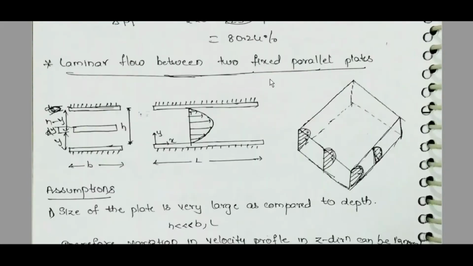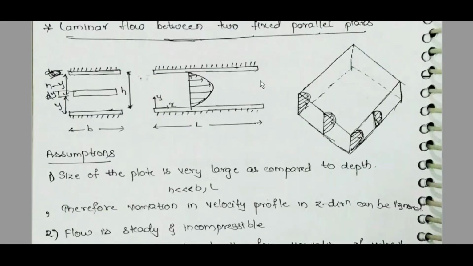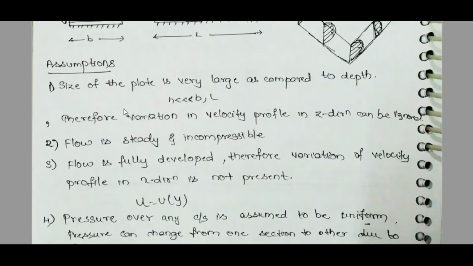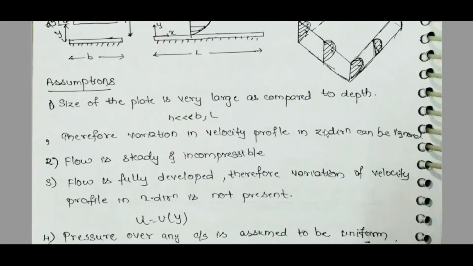Laminar flow between two fixed parallel plates. Fixed parallel plates, height h, this is y, this is h minus y, total height h, length l, width b. Assumptions: the size of the plate is very large as compared to the depth, h less than b, l. Therefore, variation in velocity profile in the width direction can be ignored.